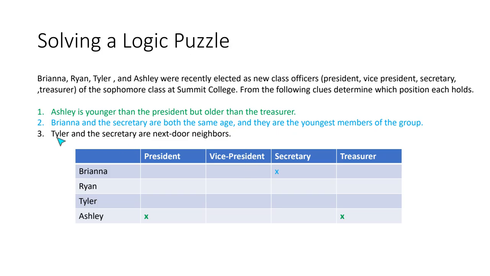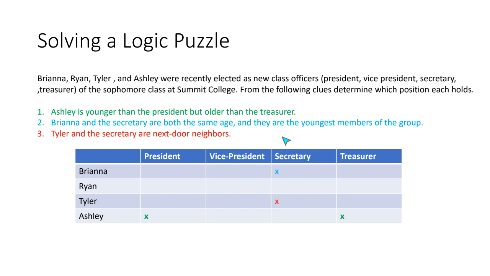Let's go to number 3. Tyler and the secretary are next door neighbors. So that tells me that Tyler cannot be the secretary. And so he's right here, so we scratch that out. Okay, so if we look at our table, we still don't have enough information to determine what each person is.